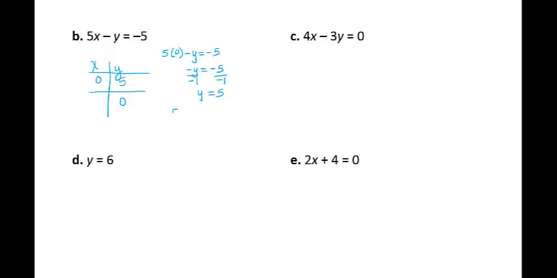Now when we replace y with 0, we get 5x minus 0 equals negative 5. So 5x equals negative 5. Dividing by 5 gives us x equals negative 1. So we have the points (0, 5) and (negative 1, 0). The x-intercept is (negative 1, 0), and the y-intercept is (0, 5).